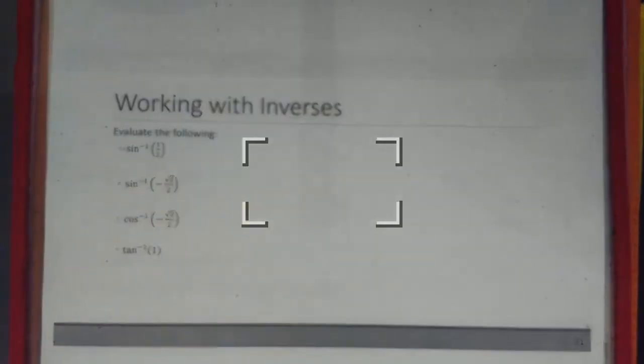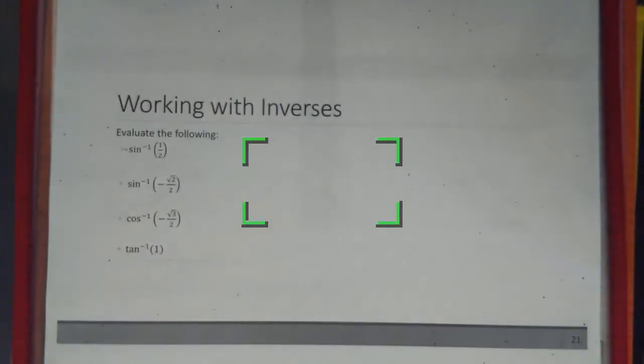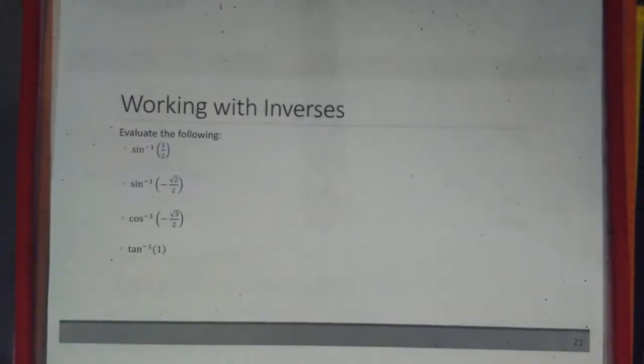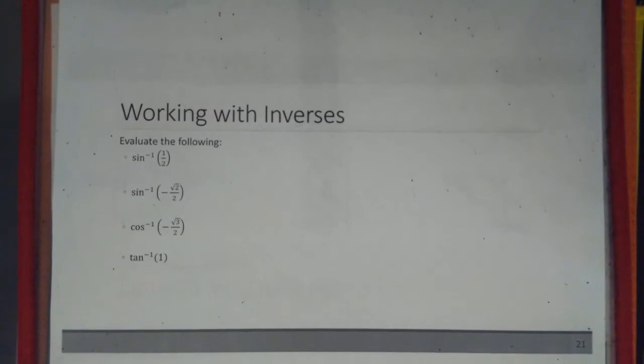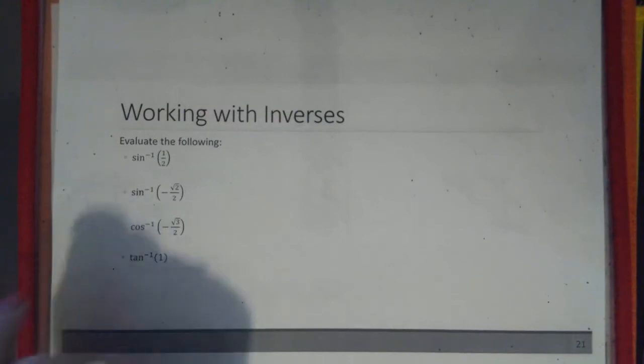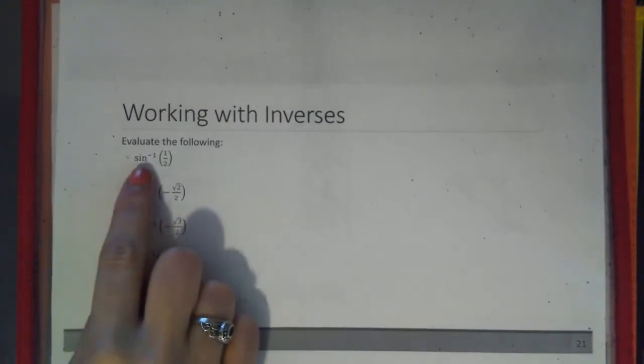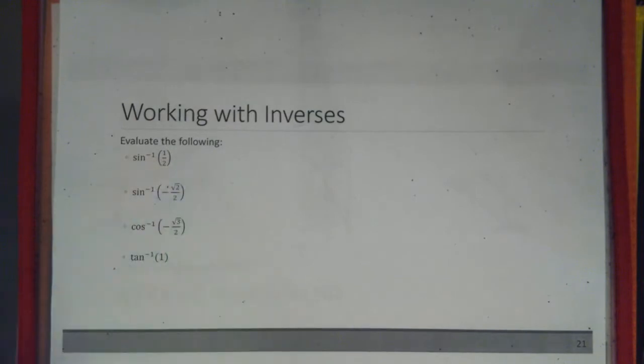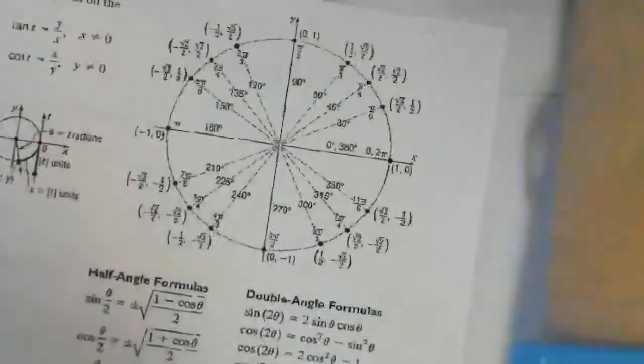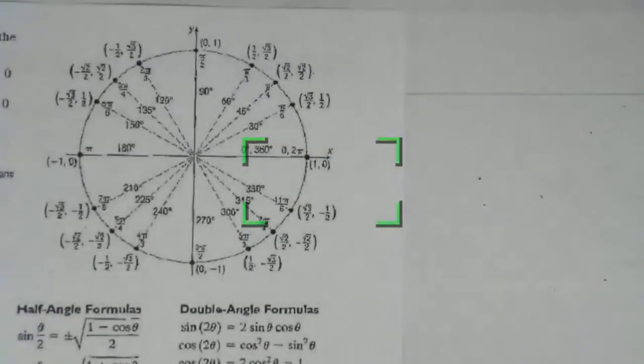So we're going to see if we can work with some of these inverses. First up, we want the inverse sine of 1/2. So what that's asking is, what angle has a sine of 1/2? So I'm going to go to my unit circle. How handy is that? And I want to find an angle whose sine is 1/2.